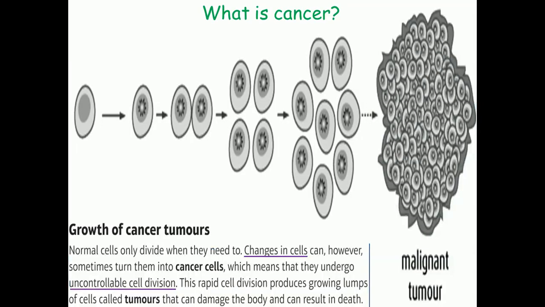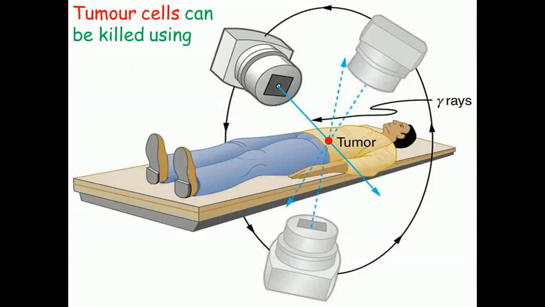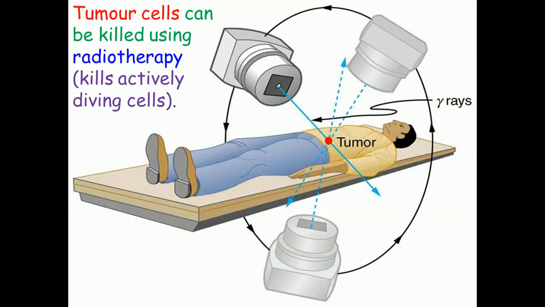Now we mentioned earlier that cancer is changes in cells where the cells uncontrollably divide, and we talked about brain tumors where this cell division happens in the brain uncontrollably. One way of treating the tumor is to cut out the tumor from the brain, but that could be dangerous. So an alternative method is killing these cells using radiotherapy. And this kills the active dividing cells. The only problem with radiotherapy is it also kills other actively dividing cells that are healthy. So it damages those healthy cells as well.